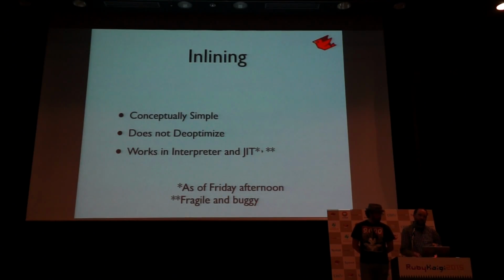So we can see that this is really conceptually simple. It's a very simple snippet of Ruby code. And thankfully for us, we have the failure case baked in as the else branch, so we don't have to de-optimize. We do eventually want to de-optimize, but we can't today, so this is a good thing right now. And this works both in the interpreter and the JIT. It's only worked in the JIT since Friday afternoon, so it's very, very new.